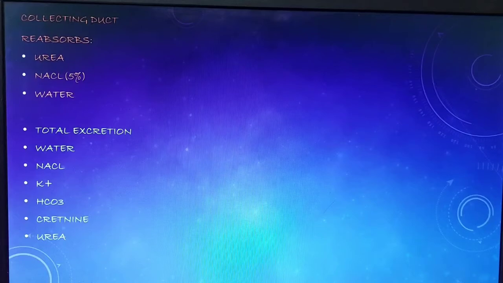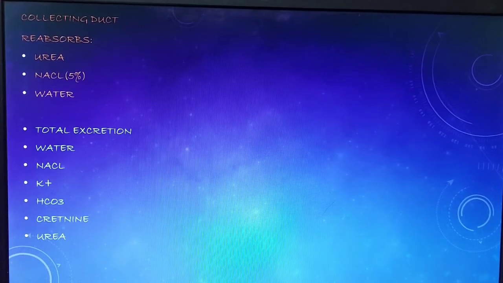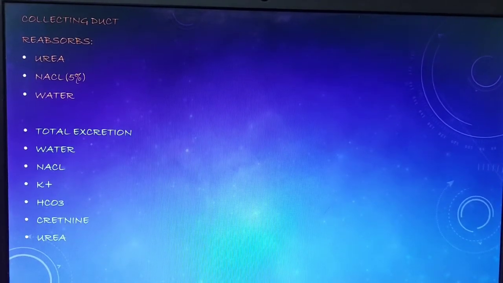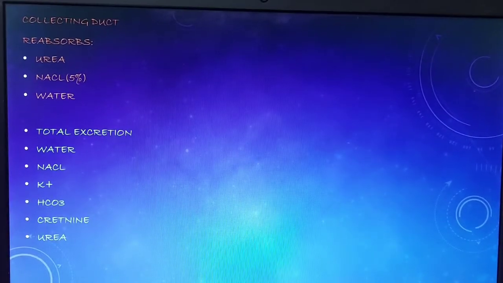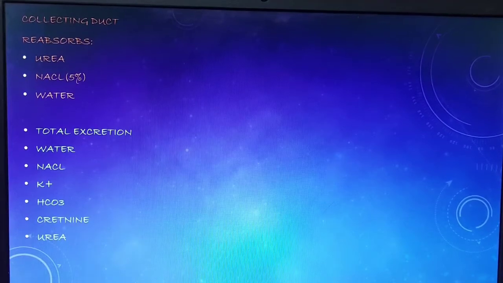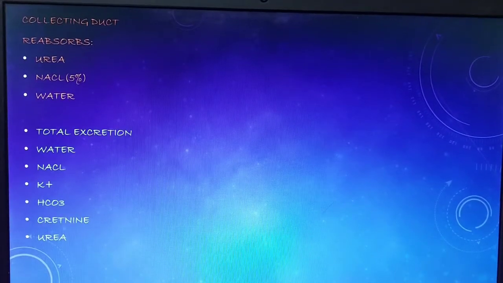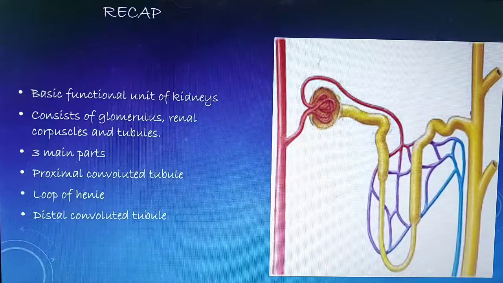Now let us see about the filtration in the collecting duct. This reabsorbs urea and 5% of NaCl and water. So the total excretion, that is the things that are excreted at the end, are water, NaCl, K plus, HCO3, that is bicarbonate, creatinine and urea.